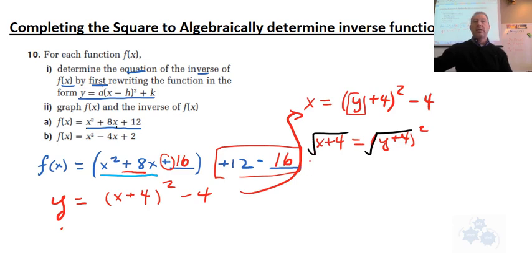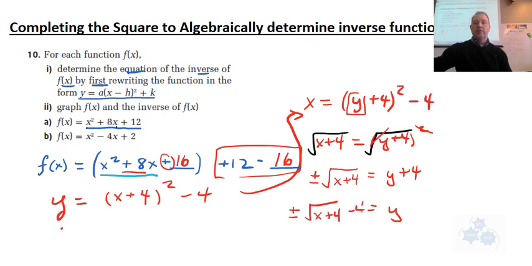Now, you have to remember, when you take the square root of something in the solving process, it actually is plus or minus, and we'll talk about this in a sec. And then this squared is gone with the root sign, so that's just y plus 4. And now y equals this, plus or minus the square root of x plus 4, minus 4. Or you could write it like this, negative 4. You could write that first if you want, plus or minus root x plus 4.